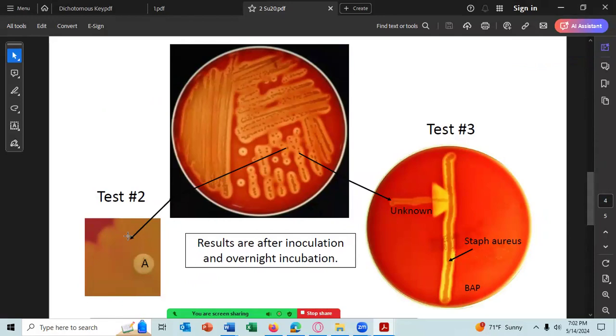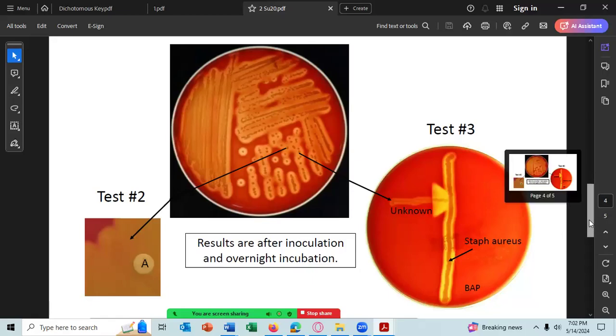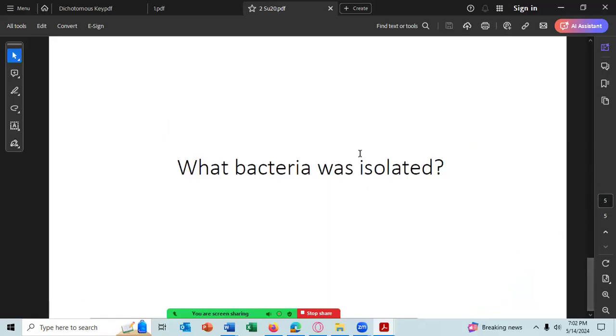And then this is test 2. Like I said, that's the bacitracin sensitivity test. And as you can see, there's no zone of inhibition around that bacitracin disc. And then we're looking at the CAMP test right here. What bacteria was isolated. Any questions about that?